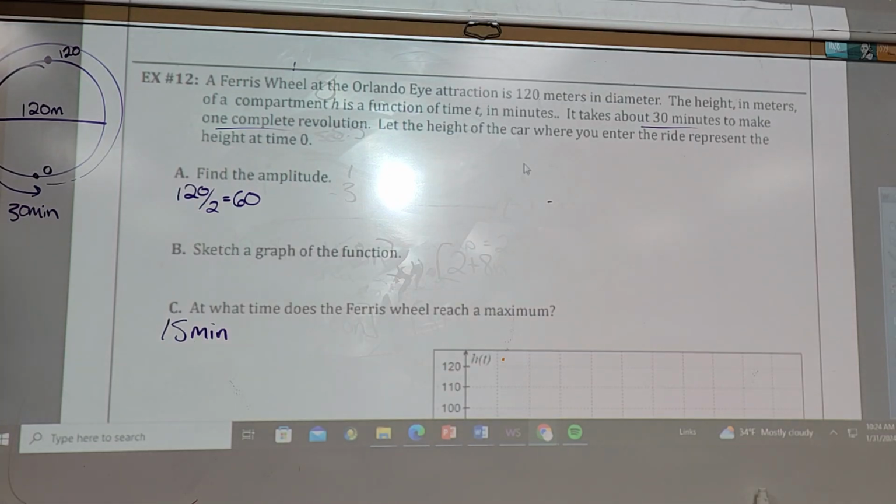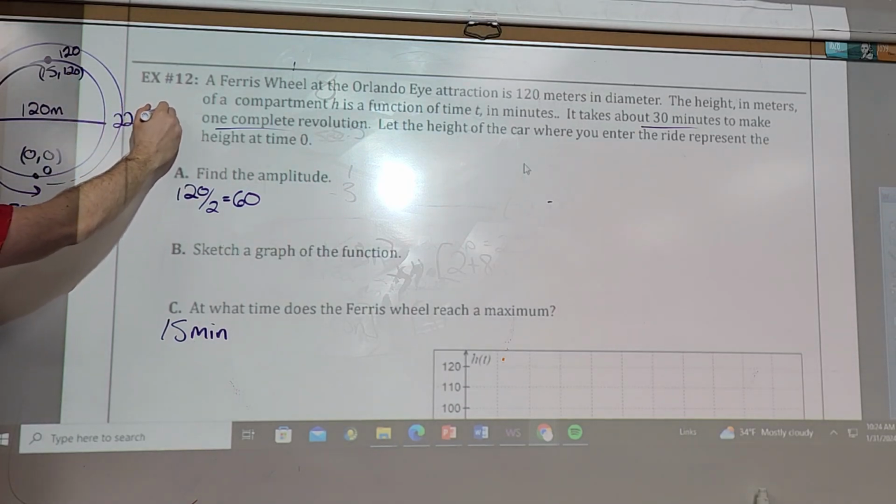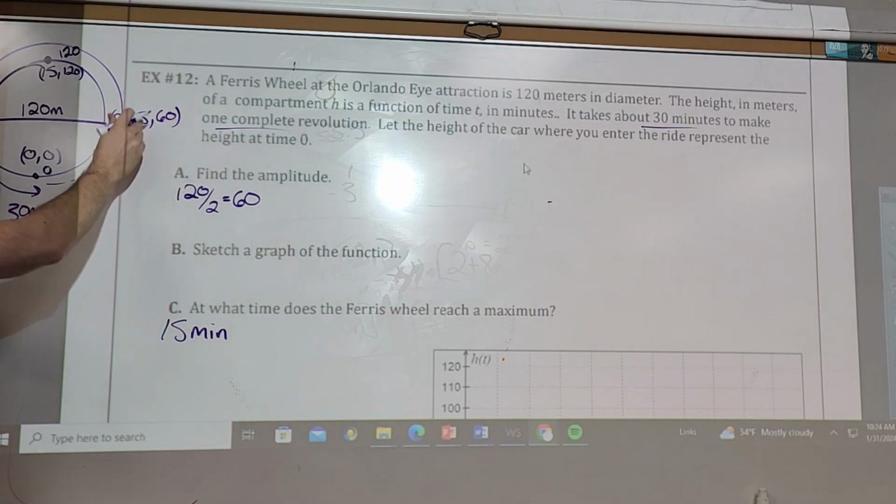Let's make our life a little bit easier when we go to graph it. So at time 0, we're going to be at 0 height. Do you agree on that? Yes. At time 15, we're going to be at 120. Do you agree on that? What's this time right here? 7.5, right? How high are we going to be at 7.5? 60. And then this time it's going to be half of it. So how high are we going to be at 22.5? 60, right? Do you guys kind of see what I did there? I labeled it. So now when I go graph it, I have those points, right? And then they're just going to repeat.